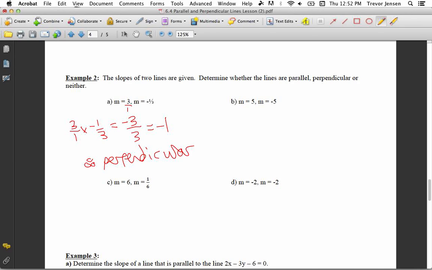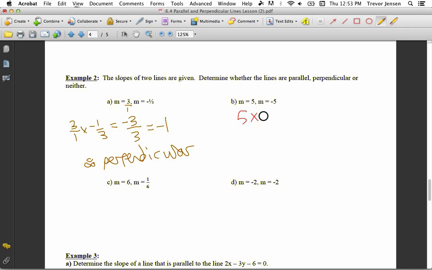Okay, so I've got a slope of 5 and a slope of negative 5. Well, these 5 and negative 5 aren't the same number, so they can't be parallel, so they're not parallel. The only other thing that might go through your mind is you might think that they might be perpendicular. In fact, they're not, but just to check what you could do, you can multiply them together and check if their product is negative 1.